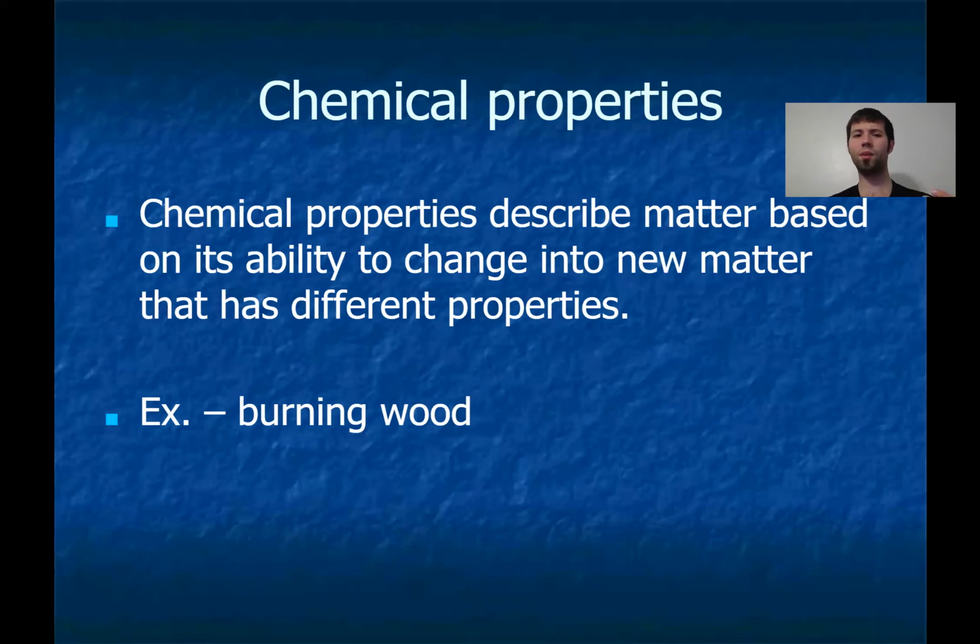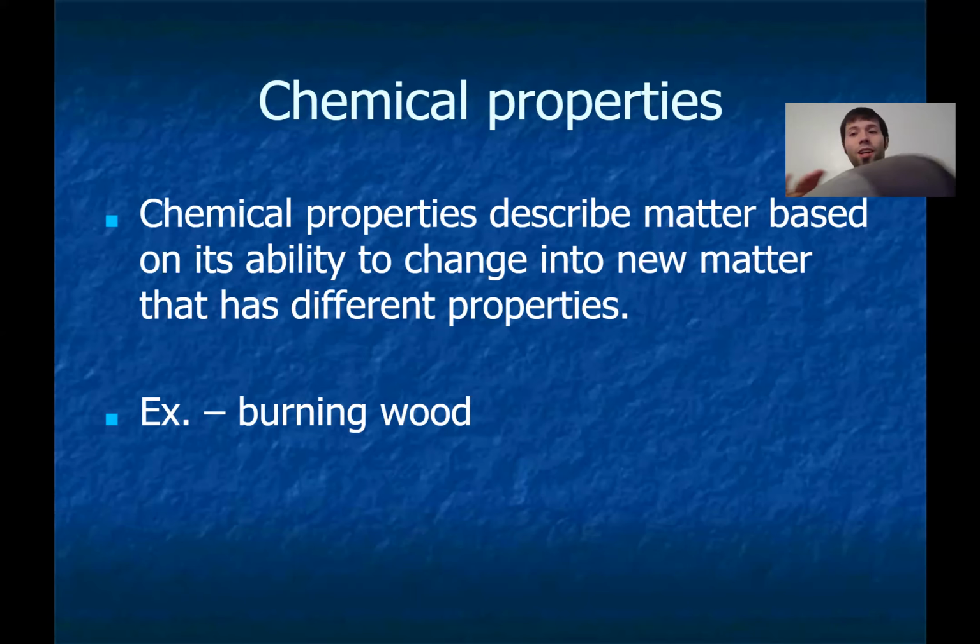So let's contrast that with chemical properties. Chemical properties describe matter based on its ability to change into new matter that has different properties. The example they give is burning wood. When you burn something, that is actually a chemical reaction. When you burn anything, you are changing it from one chemical to another. Wood is made of tons of different organic chemicals, and when you set fire to wood, you are combining the wood with the air around it, and you change a lot of things, changing that wood into a different chemical.